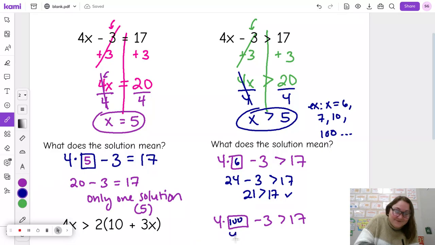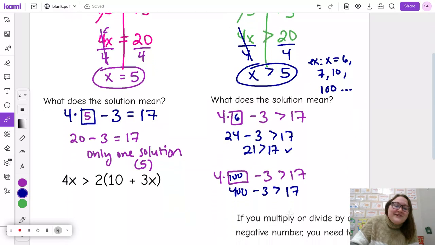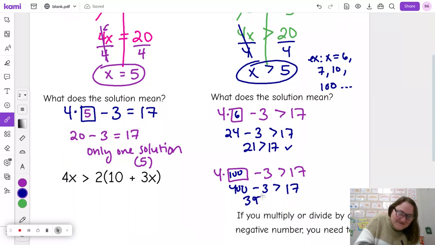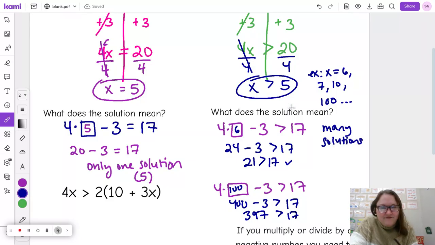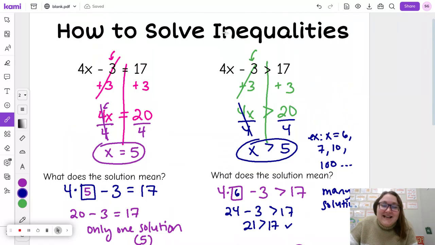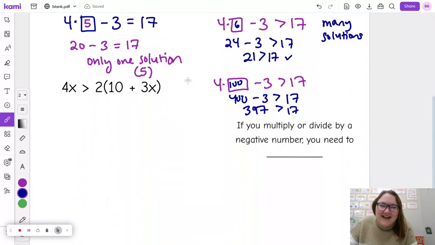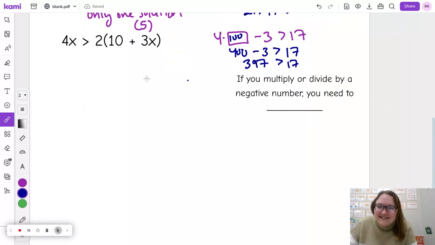4 times 100 is 400, and 400 minus 3, that's 397, which is definitely greater than 17. So when we say x is greater than 5, there are many solutions. There's many possibilities. It just has to be any number that's bigger than 5. Now up here I said solving equations and solving inequalities, they're the same steps. There is one important thing though we need to know when you solve inequalities, and that's what we're going to see down here in this last example.